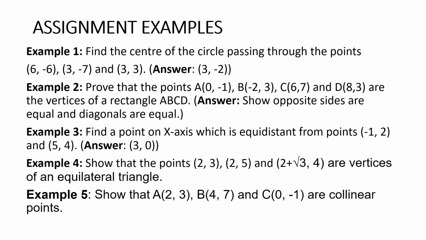Prove that the points A, B, C, D given over here are vertices of a rectangle. We have shown for the square. For rectangle, what is the property? Just show that opposite sides are equal and the diagonals are equal.